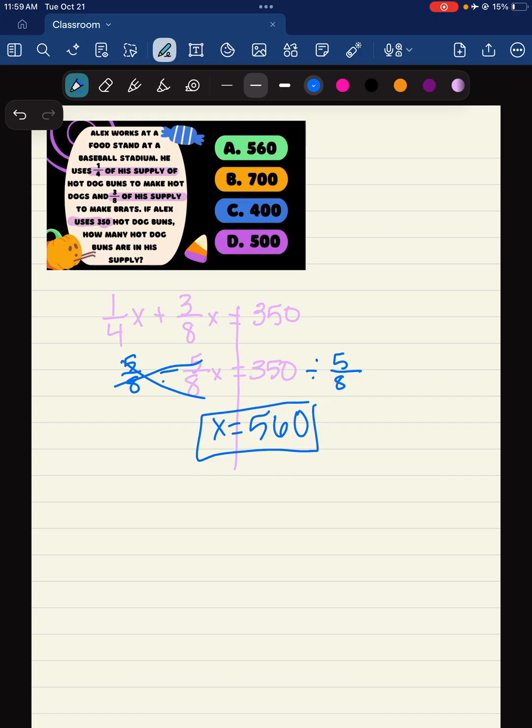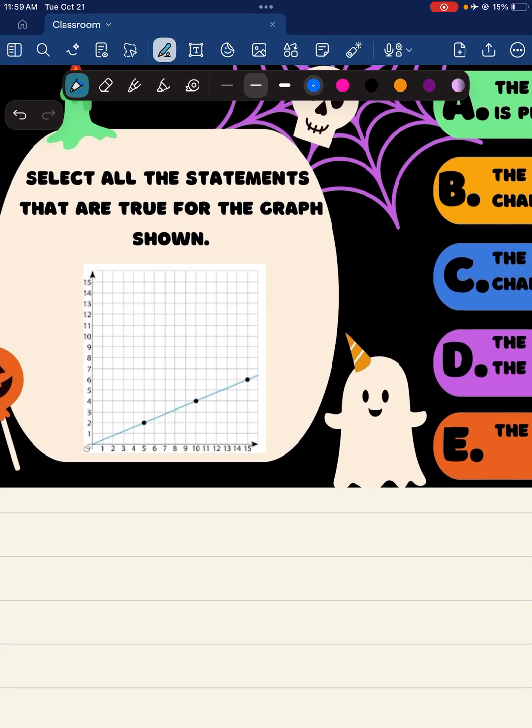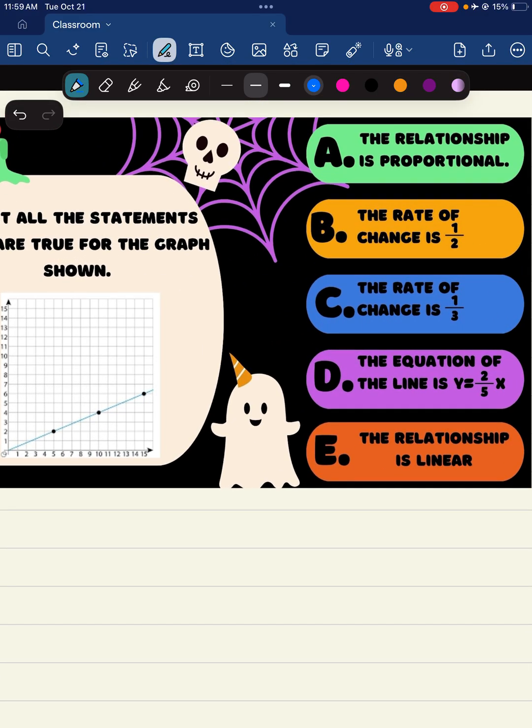So, on to the next question. We have this next one. So, we're going to select all that apply. Looking at my graph, letter A says the relationship is proportional. Remember, for a relationship to be proportional, that means it has to go through the origin.